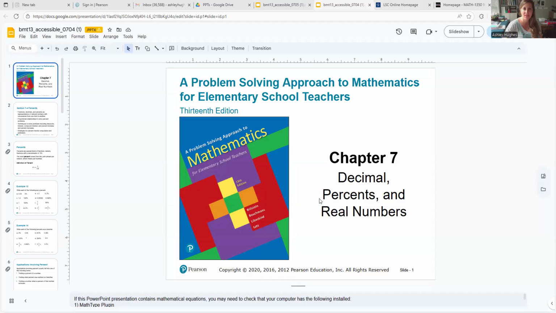All right, guys, we're down to our last two lectures. So 7.4 right now. So let's get going. Decimal percents and real numbers.